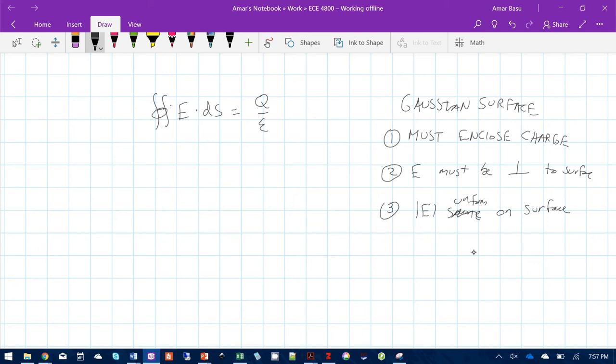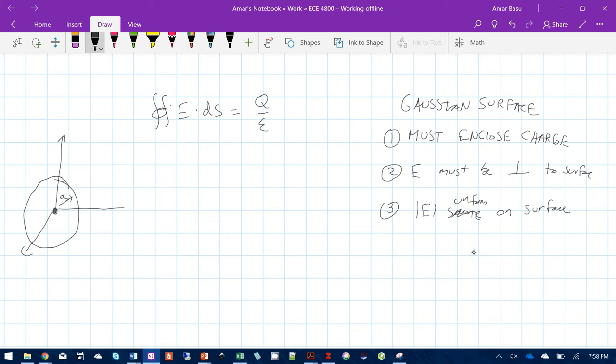All right, so if you have a point charge, what type of surface will give you a uniform electric field? Okay, glad we know that. A sphere. All right, now we're going to take a sphere of radius, let's call it radius A, and we're going to do this integral here.